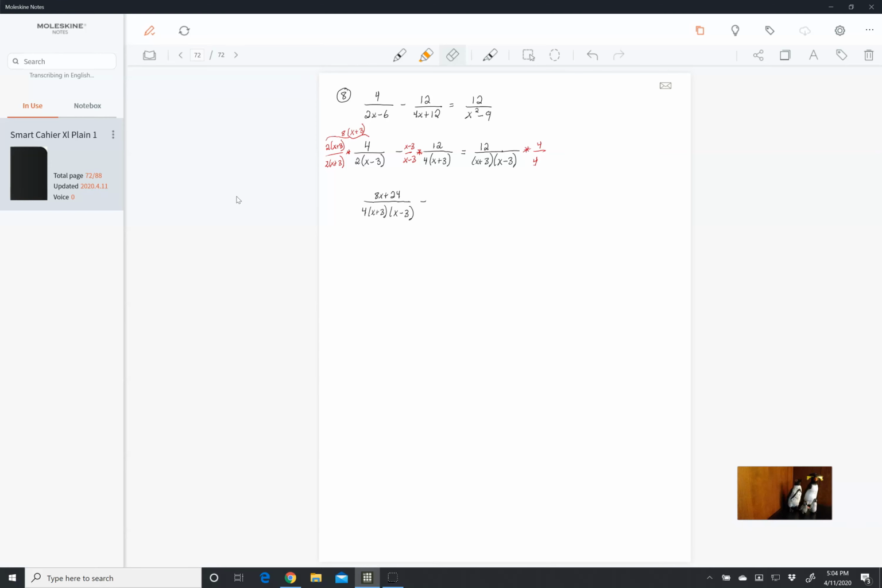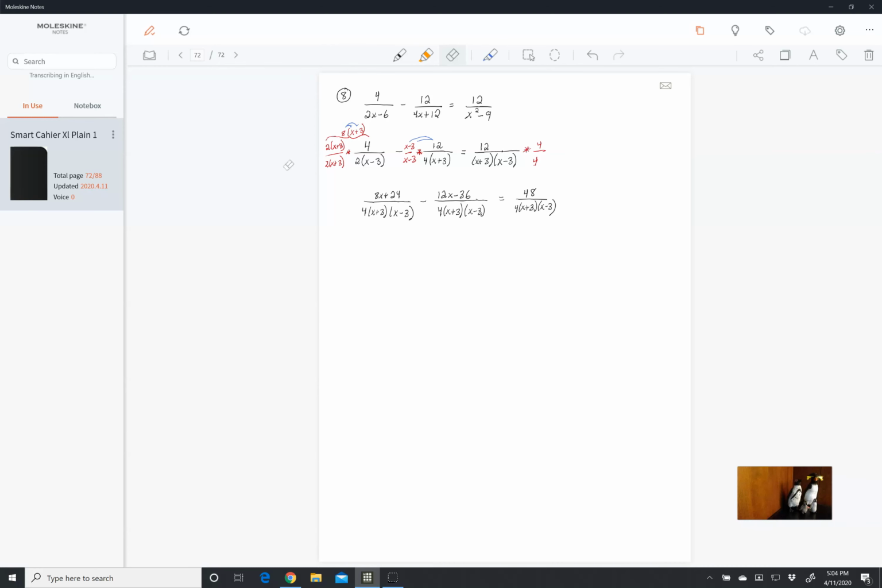And then minus, and this one, you have to distribute the 12, so we get a 12x minus 36. And then again, 4 times x plus 3 times x minus 3. And then minus, equals 12 times 4 is 48. 4 times x plus 3 times x minus 3. Okay, so this 8x plus 24 comes from, I'm going to put this in blue just so that you see it, comes from distributing the 8, and the 12x minus 36 comes from distributing the 12.